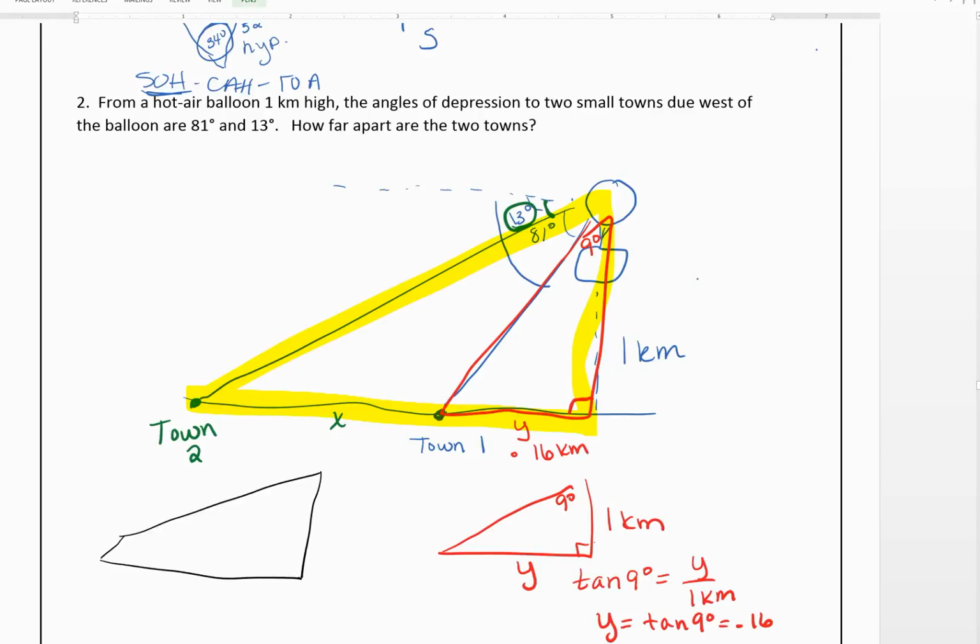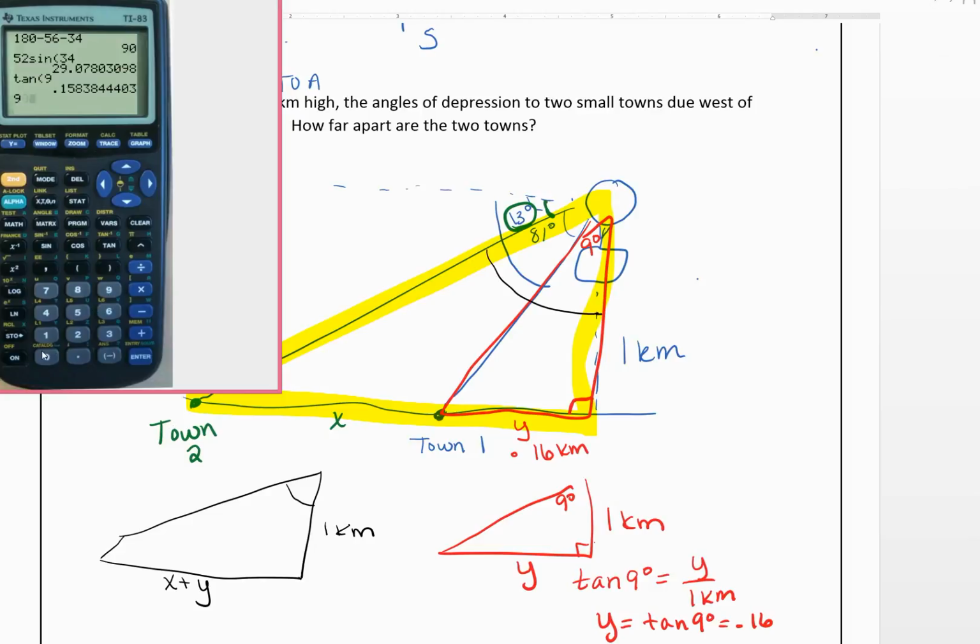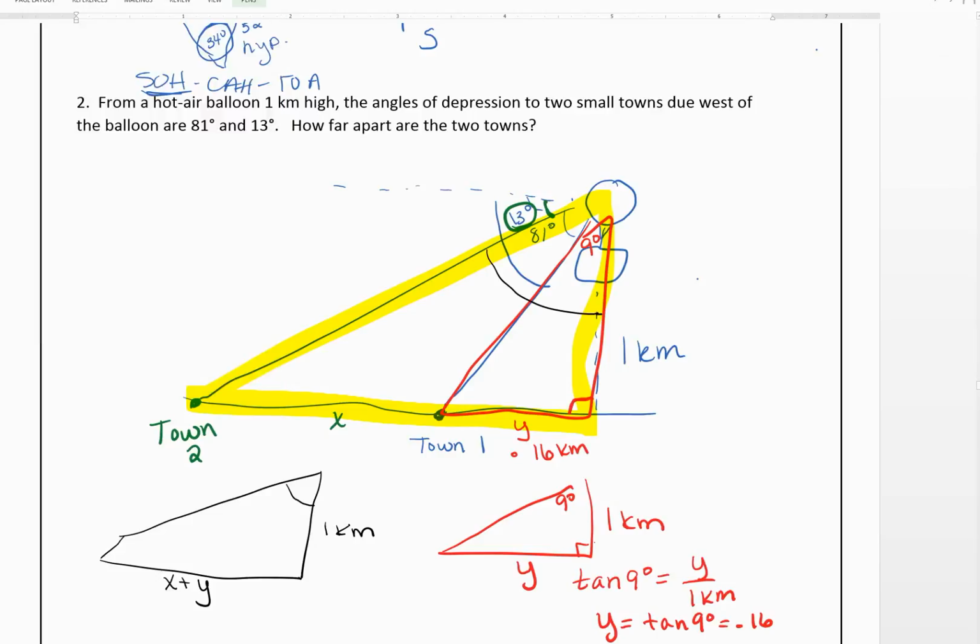So this big triangle, this down here would be x plus y. This is still 1 kilometer. And this angle of depression of 13 degrees means this angle in the triangle would be 90 minus 13, which is 77. So this is 77 degrees. So we can set up another tangent equation: tangent of 77 equals x plus y over 1 kilometer.